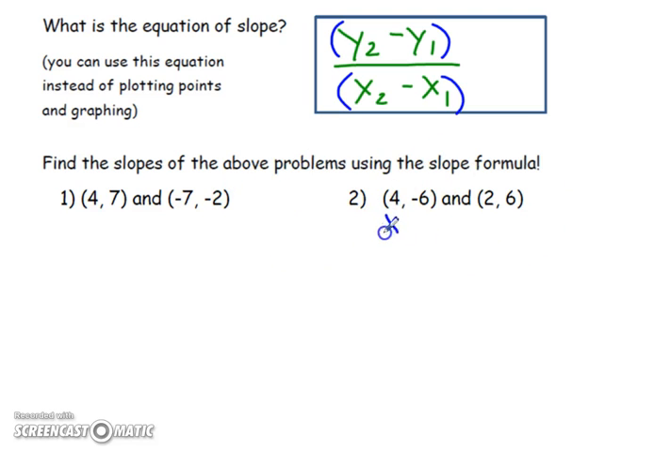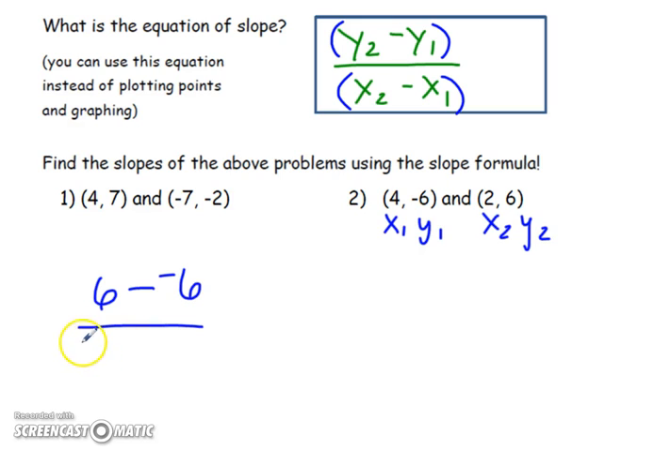So I'm going to label these as x1, y1, x2, y2. And then when I plug it into the formula, y2 comes first. We have a minus sign in our formula, and y1 happens to have a -6, so I do need both of those symbols. x2 is next, which is number 2. Subtract x1 is the value 4.